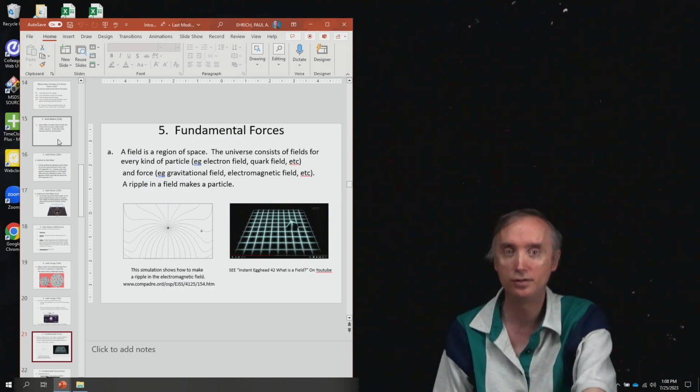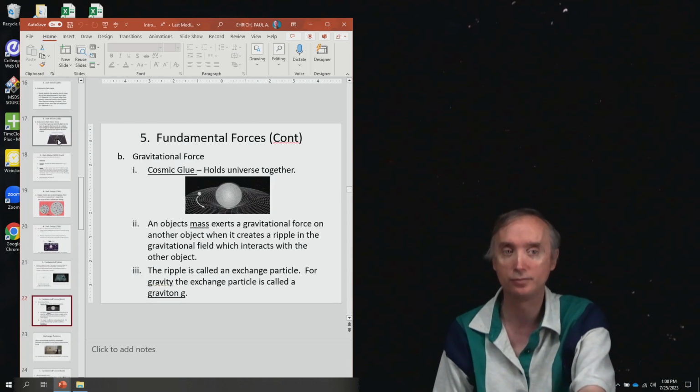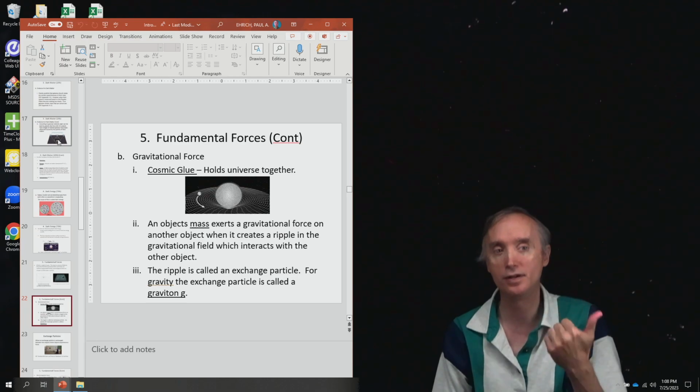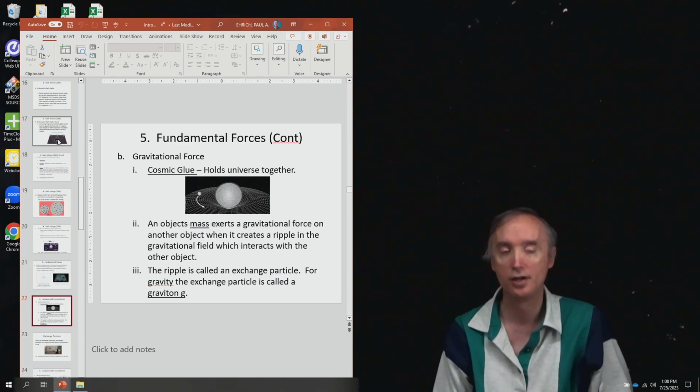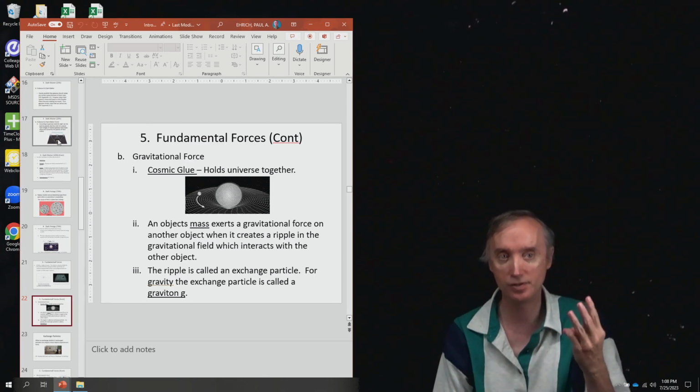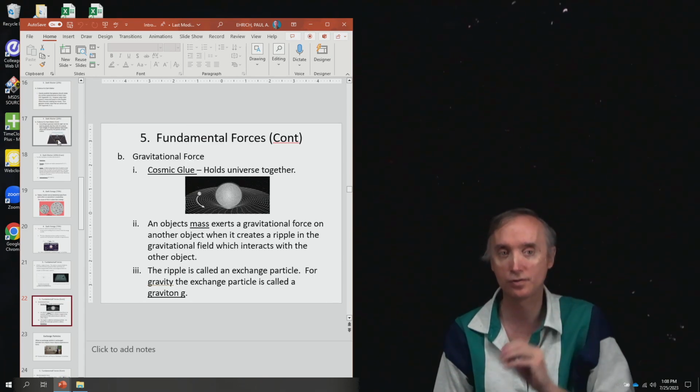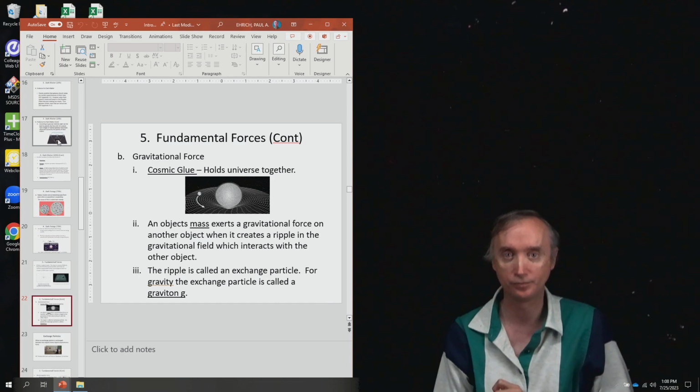Now, what do you need to know for the exam? You ought to be able to give me the name of each of the four fundamental forces. You should be able to tell me what it does in the universe, and you should know what the particle is that carries that force. So 3 pieces of information for each of the four fundamental forces.